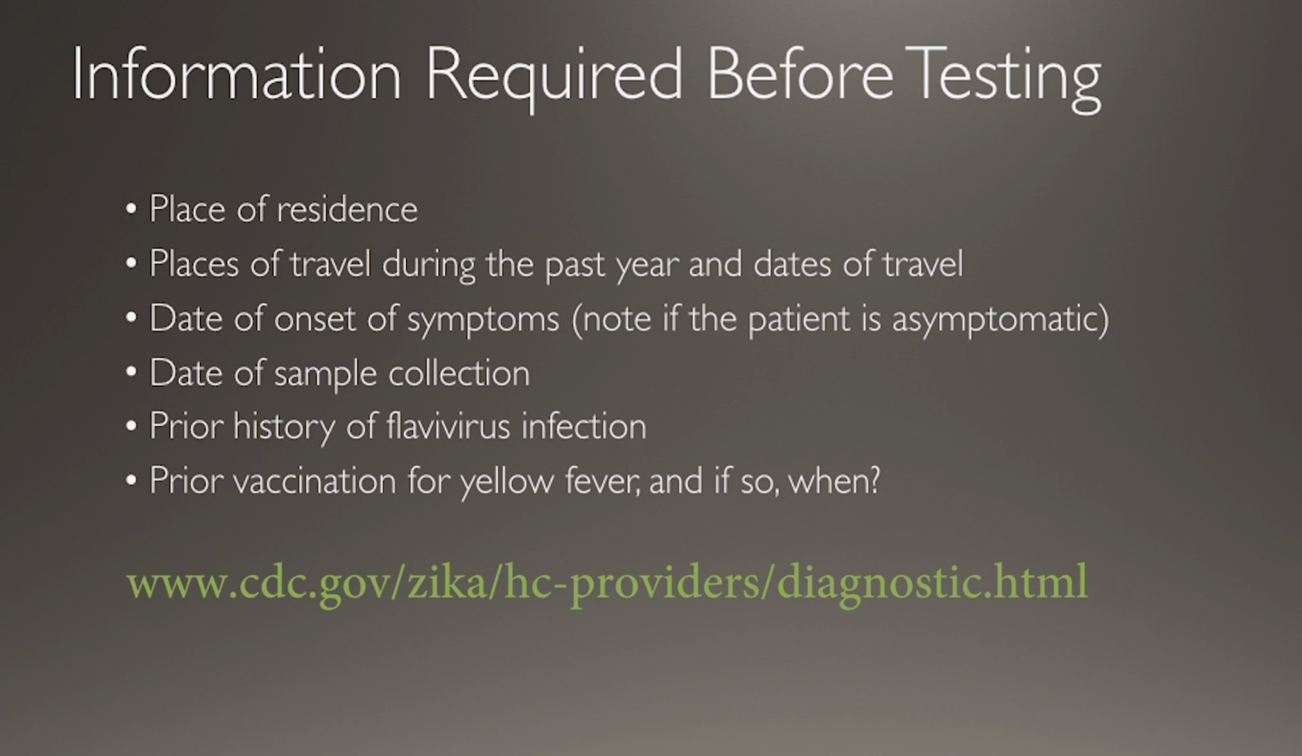This information may be missing if asymptomatic persons are being tested, in which case it should be noted that the individual is asymptomatic. Also obtain the date of collection of each sample, prior history of flavivirus infection, and whether the patient has been vaccinated for yellow fever, and if so, when. Further information can be found on the Zika infection page of the CDC website.